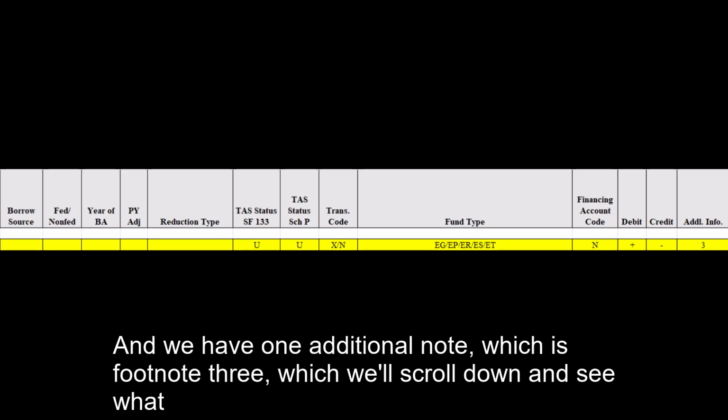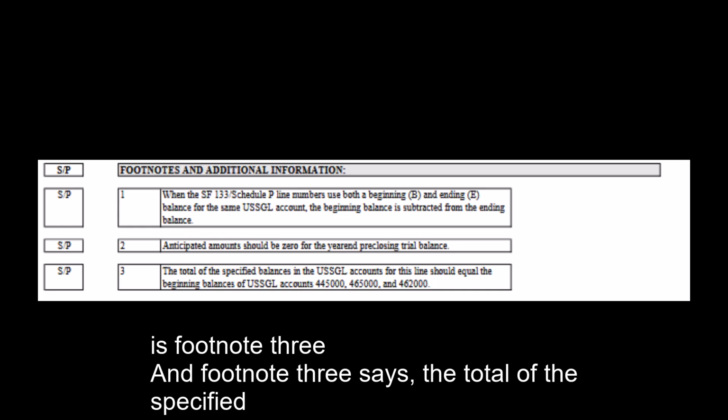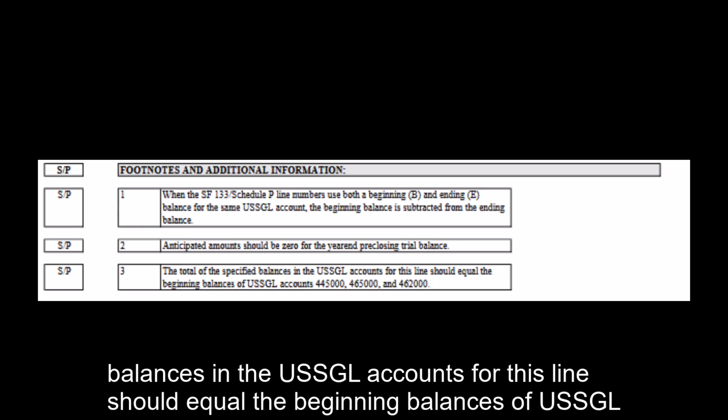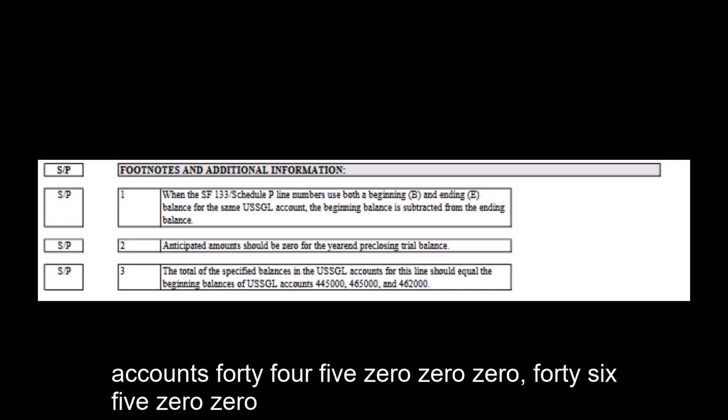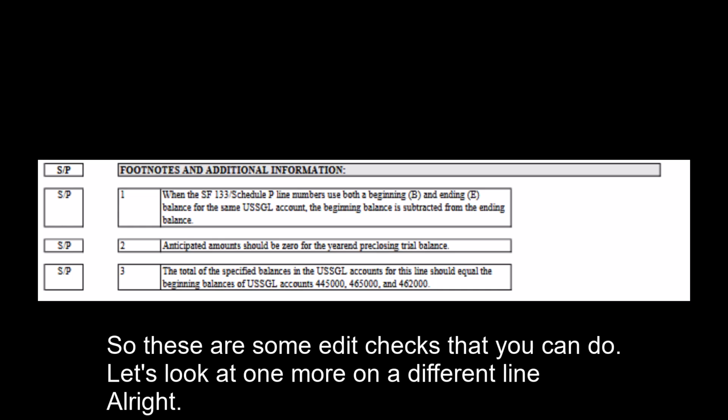And we have one additional note, which is footnote 3, which we'll scroll down and see. And footnote 3 says, the total of the specified balances in the USSGL accounts for this line should equal the beginning balances of USSGL accounts 445000, 465000, and 462000. So these are some edit checks that you can do.